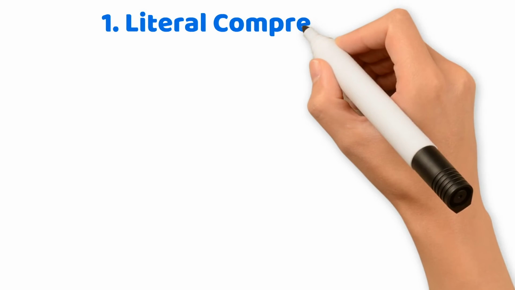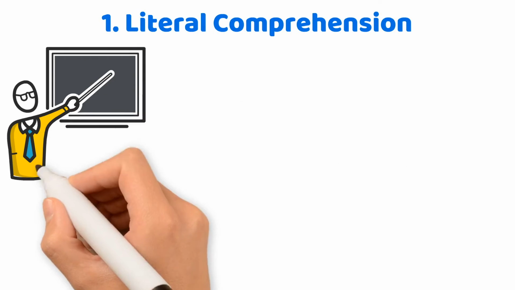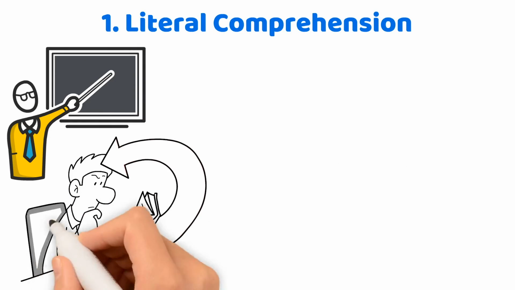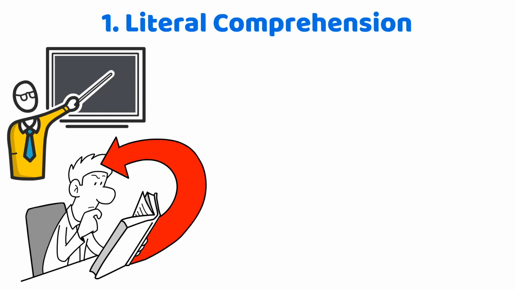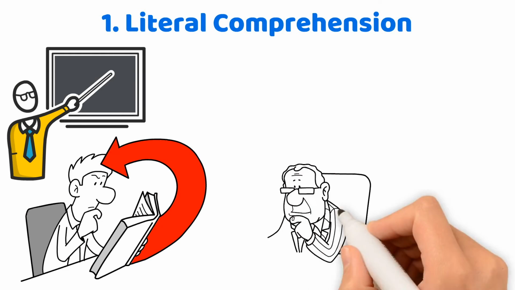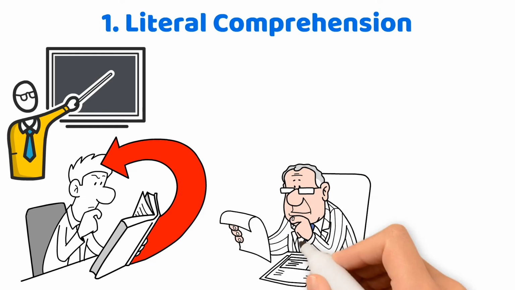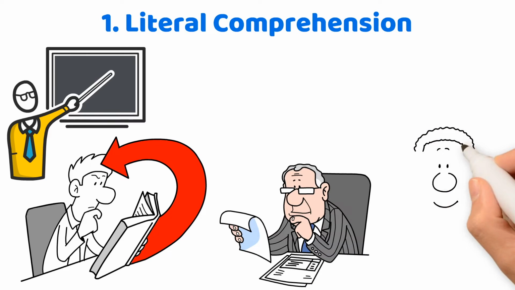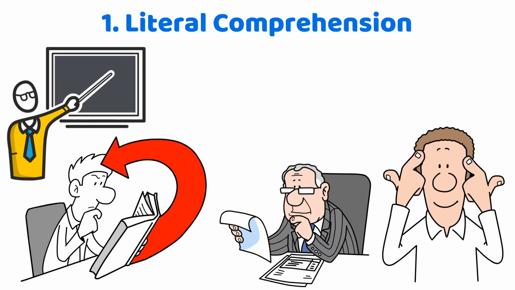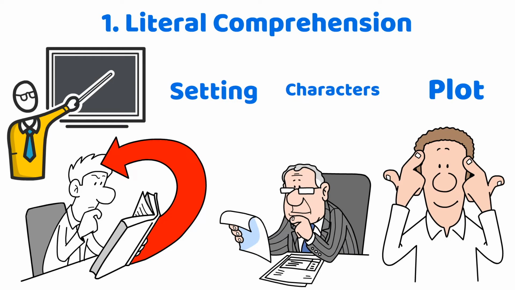1. Literal comprehension. This is the foundation. It involves understanding the information explicitly stated in the text. On test day, look out for questions that ask you to identify specific details or main points directly from the text. Skills include recognizing story elements like setting, characters, and plot as explicitly described.